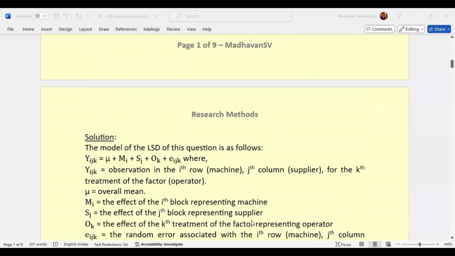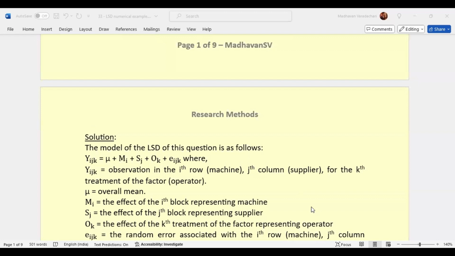So now the model for this LSD will be Yijk equals mu plus Mi plus Sj plus Ok plus Eijk, where Yijk is the observation in the ith row, jth column for the kth treatment. Here row is representing machines, column is representing supplier, and the treatment is basically our operator. Mu is the overall mean. Mi is the effect of the ith block representing machine.